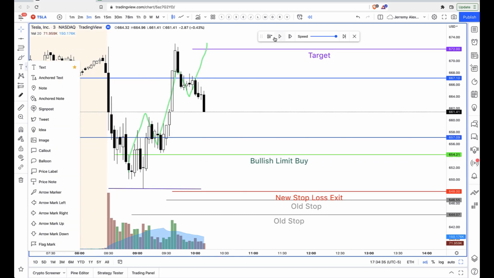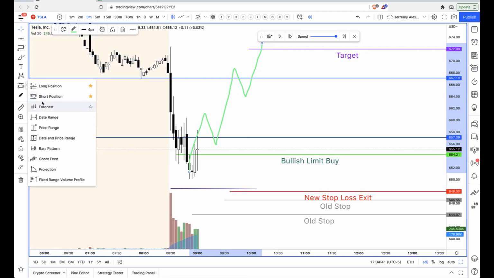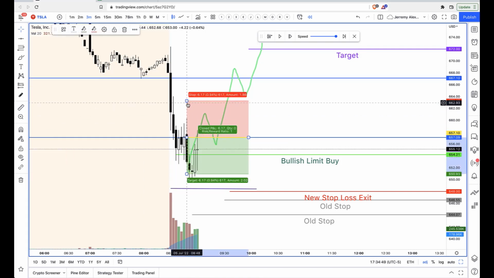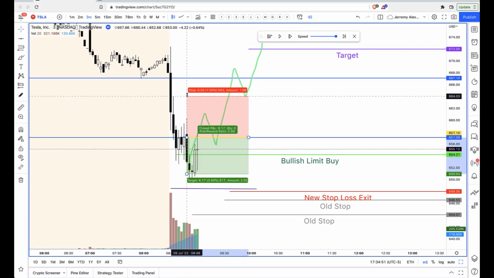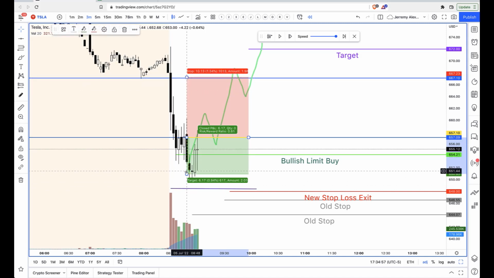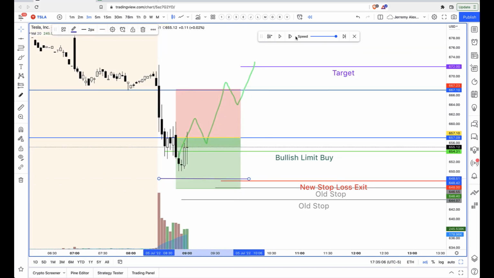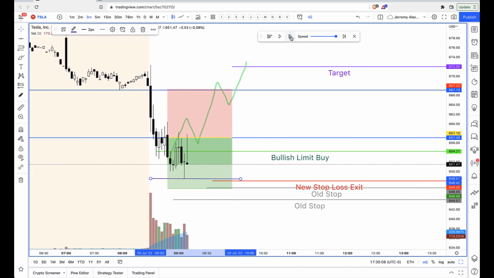If I back up, again, this is all in hindsight at this stage, but I should have tried to maybe short like this, short off that low, 10-point stop. So that'd be 657, 667 would be all the way up here. And then a 10-point win would be 647 would be right there. That's what that would look like to be a good winning trade.